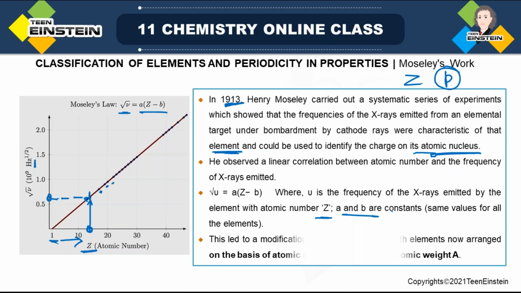Now, what is the ultimate conclusion we can draw from Moseley's work and his plot? This led to the modification of the periodic table. Whatever you have observed in Mendeleev's periodic table, after Moseley's work there will be some modification. And what is the modification? A very important one: the periodic table with elements now arranged on the basis of atomic number, not atomic weight A. Because this frequency, which is related to Z, changes in a very smooth way with atomic number. That means the elements should be arranged not on the basis of atomic weight A, but on the basis of atomic number Z. So this is the important modification made after Moseley's work.